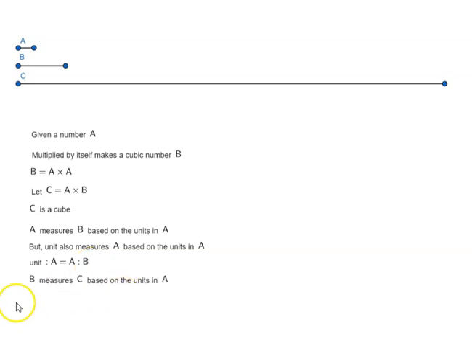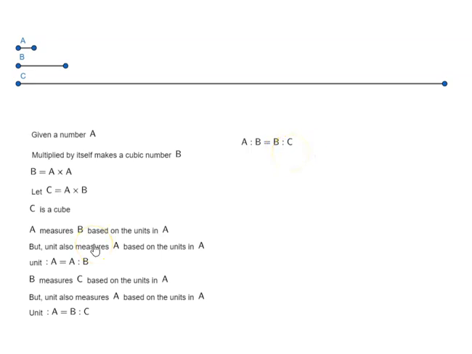B measures C based on the units in A, but we have already seen unit also measures A based on the units in A. So these two statements, we can write it as a proportion. Unit is to A as B is to C. Here if you notice, unit is to A is equal to A is to B. Unit is to A is equal to B is to C. So that means A is to B is equal to B is to C.